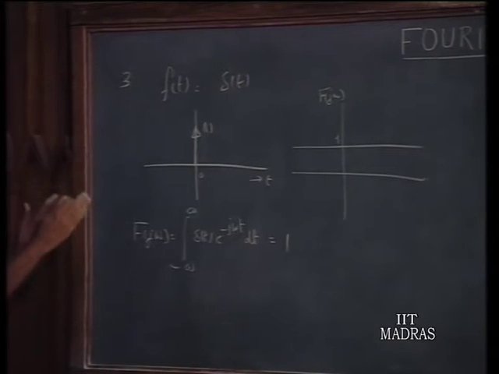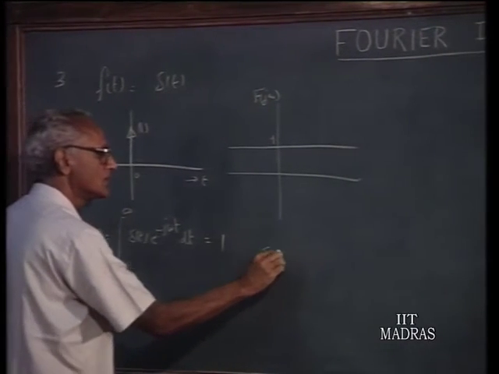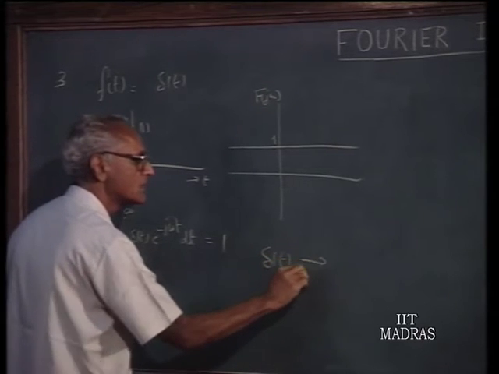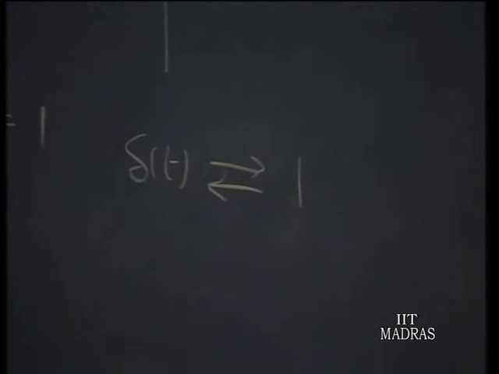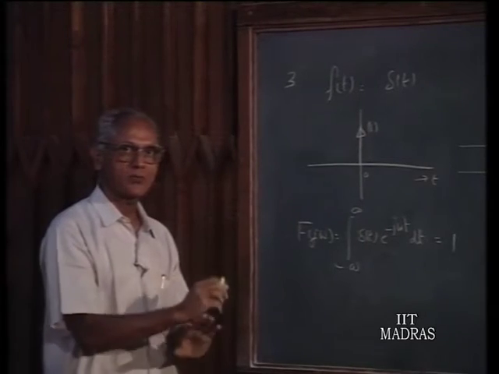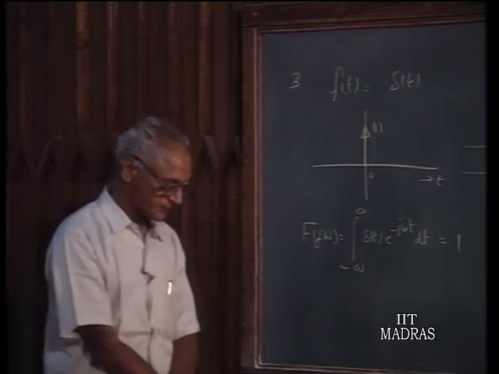So, you have an impulse, you have a Fourier spectrum which is flat. So, we can say now this particular pair of transforms: this delta t has a Fourier transform which is equal to 1. That means the coefficient density at all frequencies ranging from minus infinity to plus infinity equals 1. Very nice and useful result.